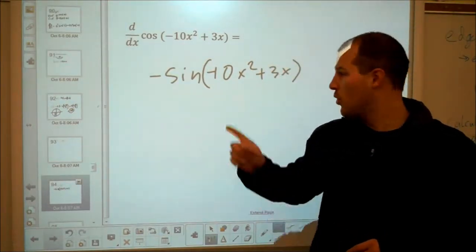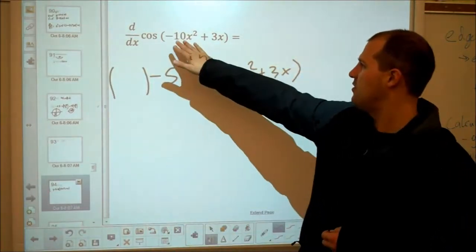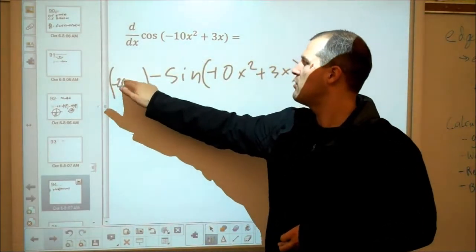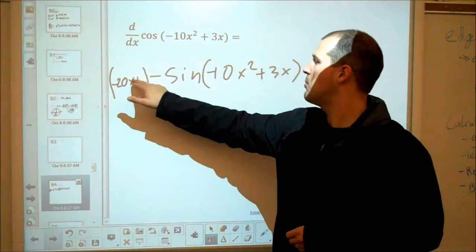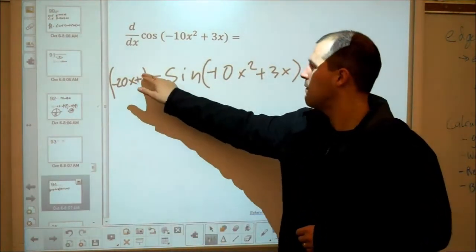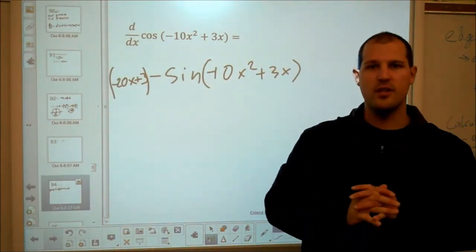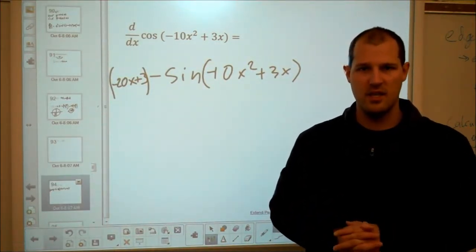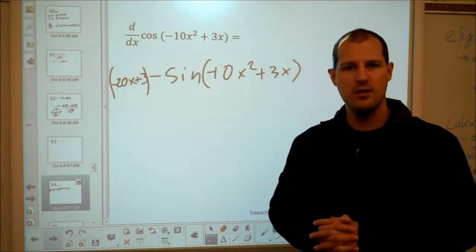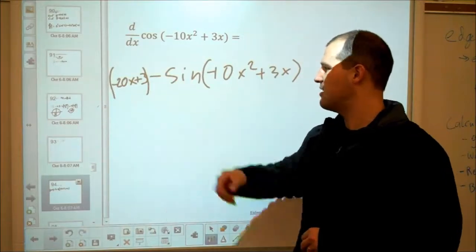And then we need to multiply by the derivative of the guts. So I'm going to write, just in a little bit of space here, derivative of this stuff, negative 20x plus 3. Okay, now, there's an error, or there's an issue with the way I've written this. See if you can find it. Okay, the issue is right here with this minus. This now says negative 20x plus 3 minus sine.